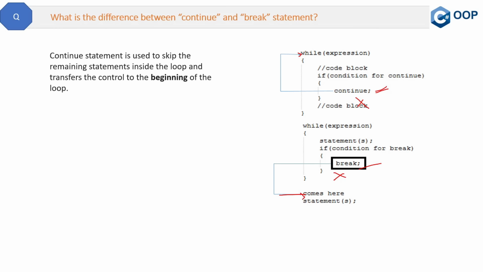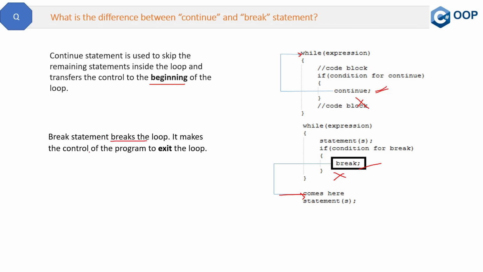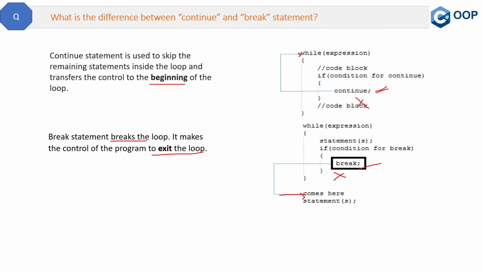So this is the definition. Continue statement is used to skip the remaining statements inside the loop and transfers the control to the beginning of the loop. Break statement breaks the loop and makes the control of the program exit the loop. So in short, continue will continue the loop and break will break and exit from the loop.